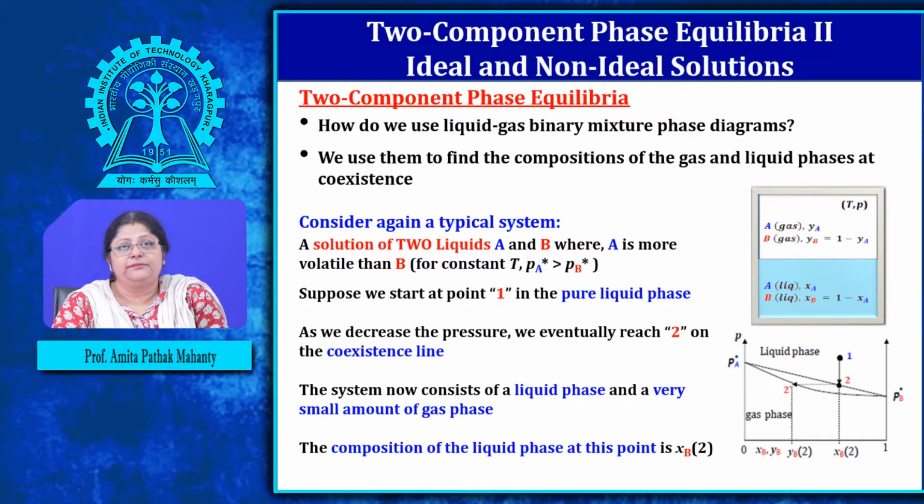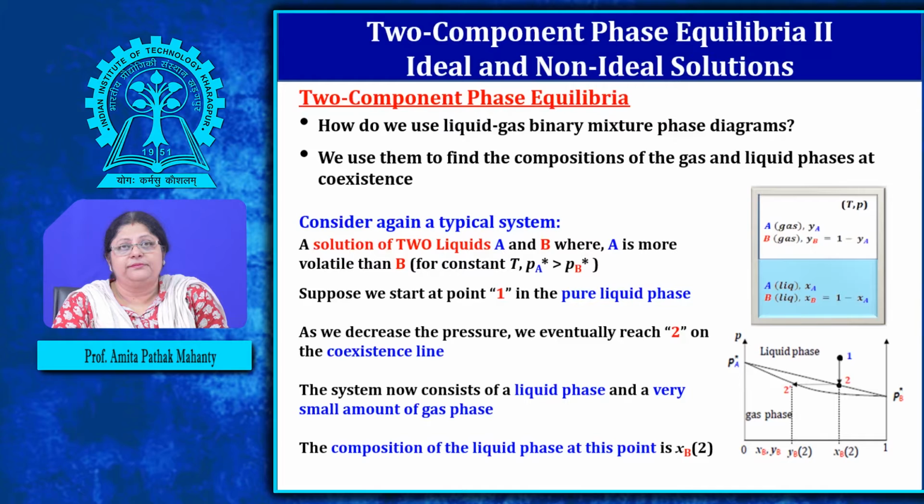So when I lower the pressure from this position 1, I have the mole fraction only in the liquid form. I do not have the Y at all. Only X will be there, and I'm taking the B component. So only liquid will be present at 1. Now I gradually decrease the pressure and come down to my coexisting line at point 2.